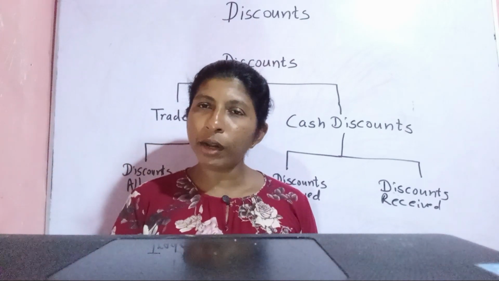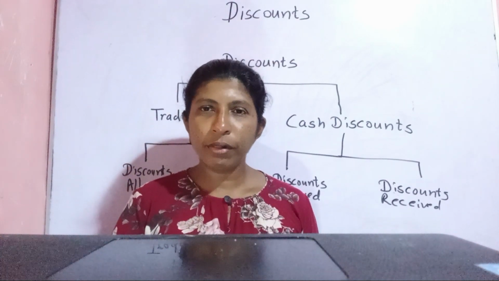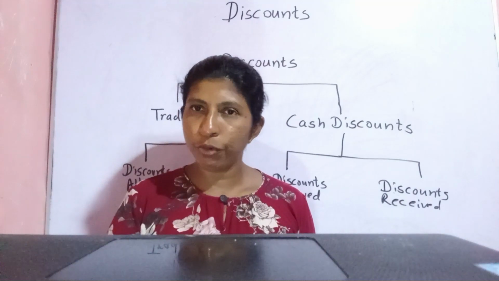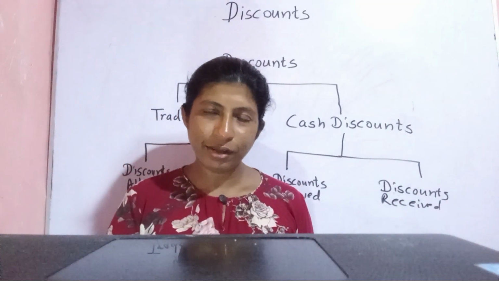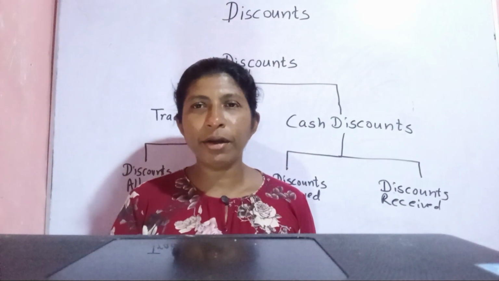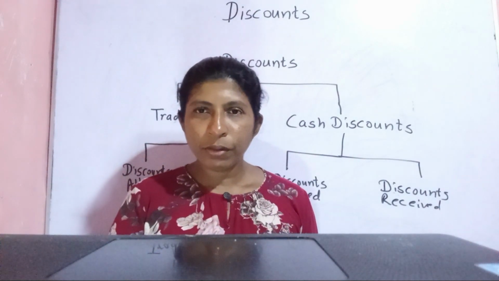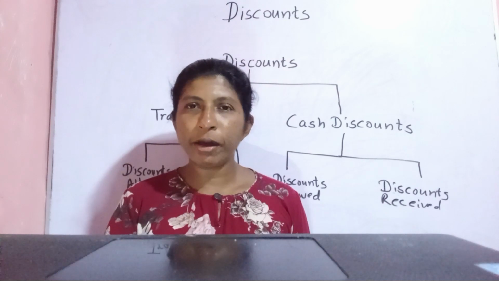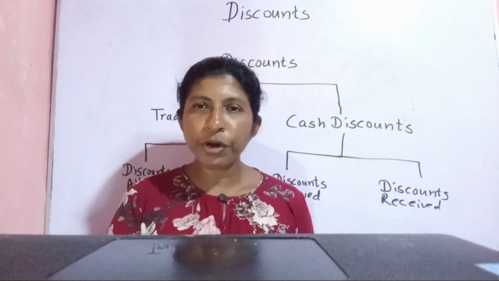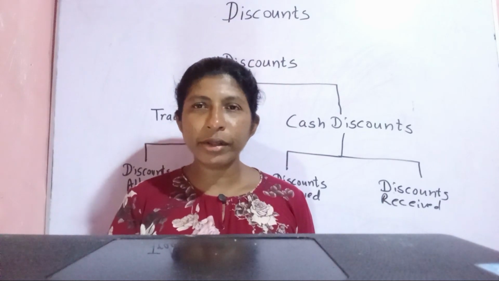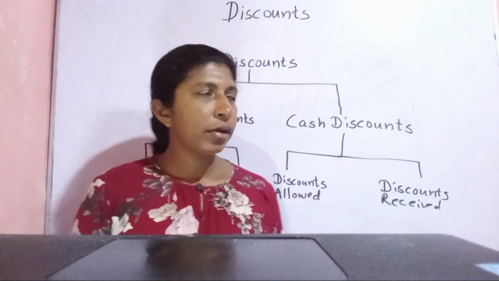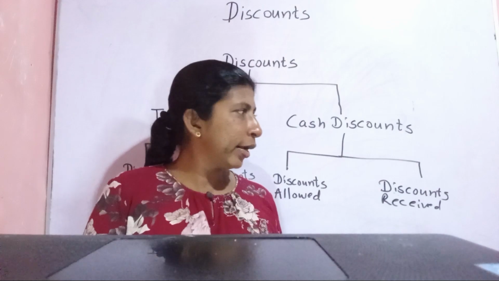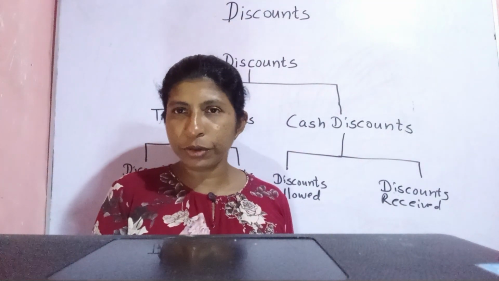Then we have to credit trade debtors account. The rule is that it is a deduction in trade debtors value, a decrease of an asset. Therefore, we have to credit trade debtors account. Once again, the double entry is discounts allowed account debit, trade debtors account credit. I will explain some examples after I explain discounts received also.